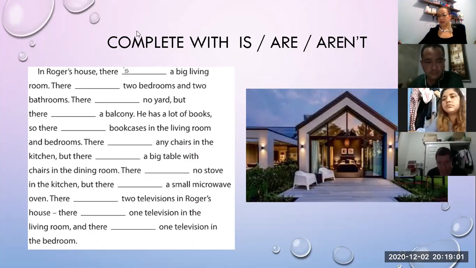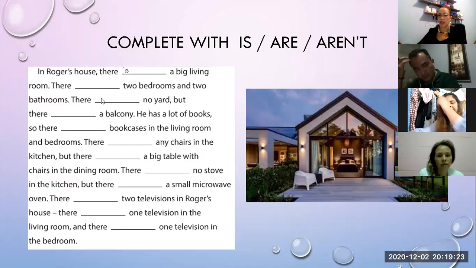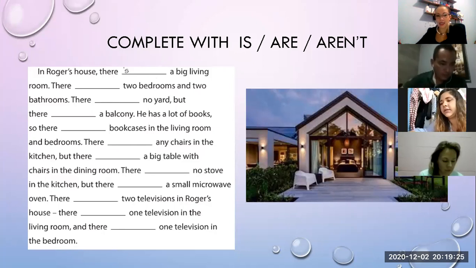Okay, have we finished? Let us check. Here we said, in Roger's house, there is a big living room. There are two bedrooms and two bathrooms. Let's continue. There is no yard. Excellent. There is no yard, but there is a balcony.